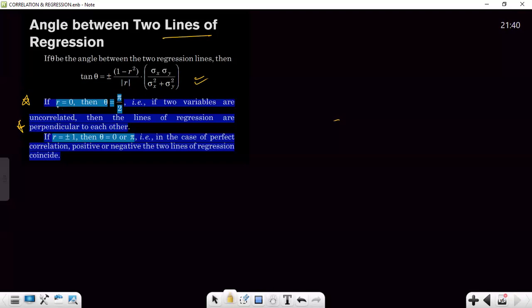Understood? Sigma x and sigma y are the standard deviations. Sigma x square is the variance of x. Sigma y square is the variance of y. R is the correlation coefficient. Clear? Yes or no? Understood? Yes, sir.